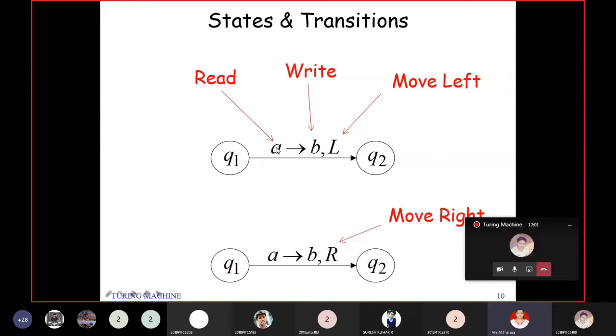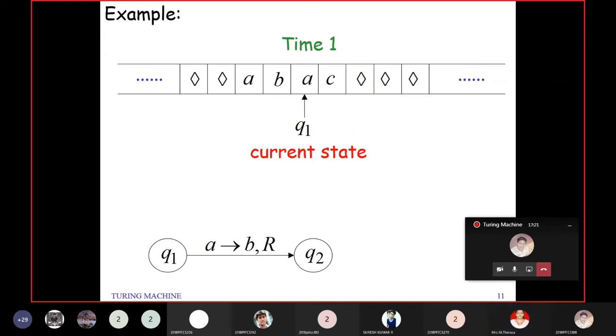When you read A, then what you are supposed to do, the machine should rewrite this A by B and move left. And in this diagram you can see, when you are in state Q1, when you read A, then change that A into B and move right side. So we'll see some examples with that.